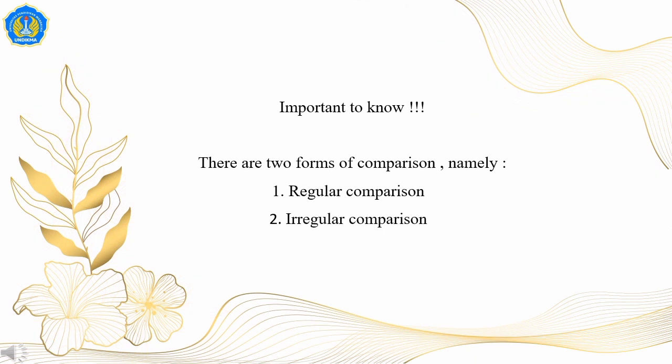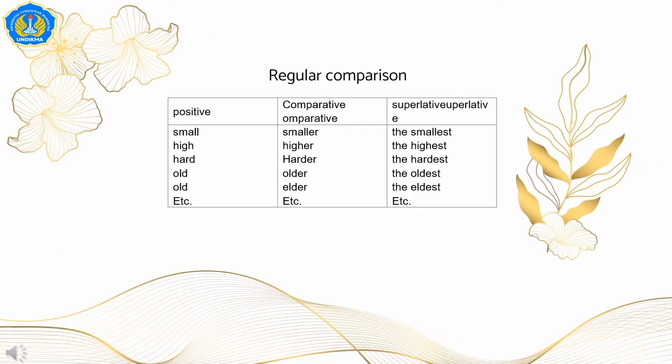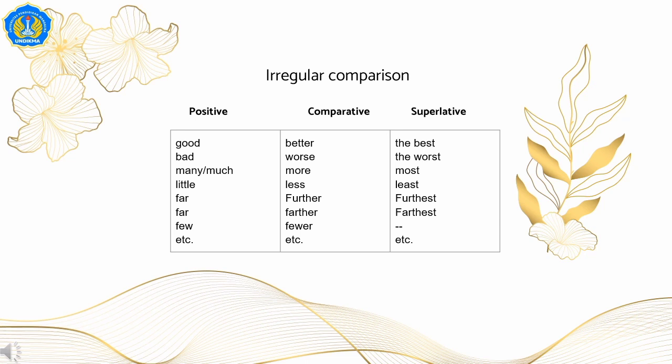And it is important to know there are two forms of comparison, namely regular comparison and irregular comparison. And for the example words of irregular comparison, you can see it on the screen. And you can check this for the example words of irregular comparison.